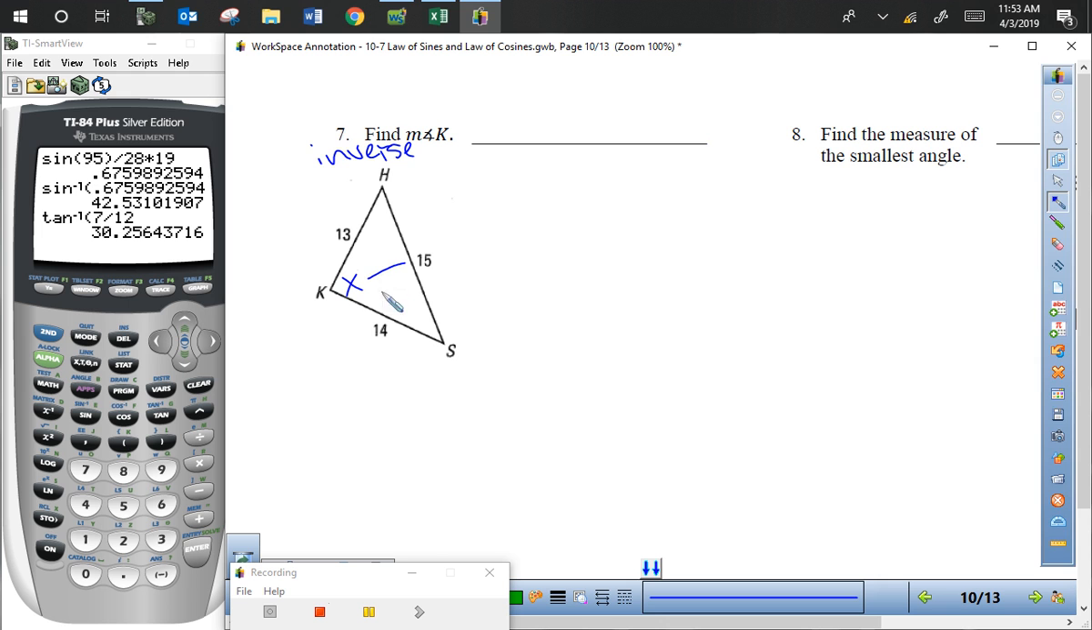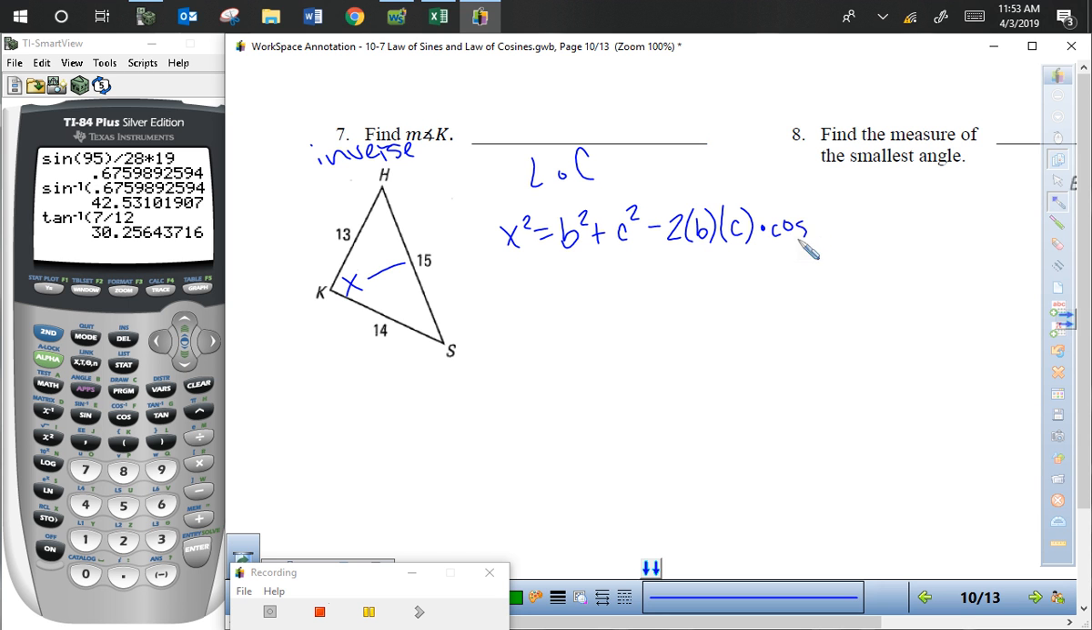You'll notice the picture doesn't have any other angles, which means we can't pick any other pairs, so we're stuck with the law of cosines. Remember, the formula looks like x squared equals b squared plus c squared minus 2 times b times c times the cosine of our angle, big X. Okay, that is on your cheat sheet.